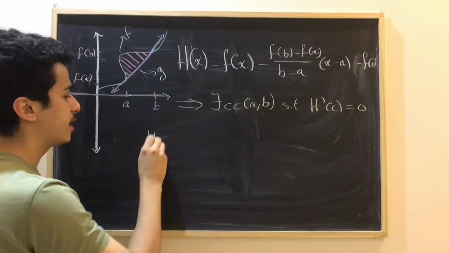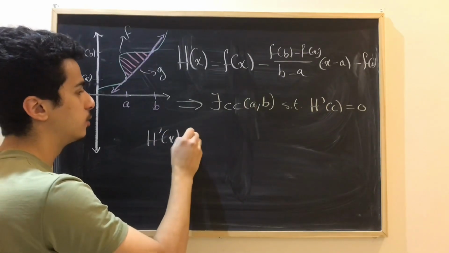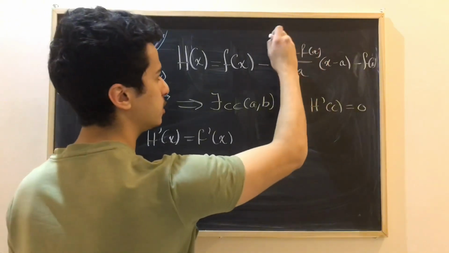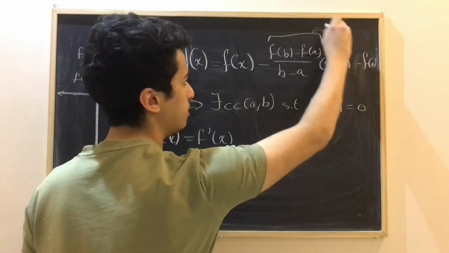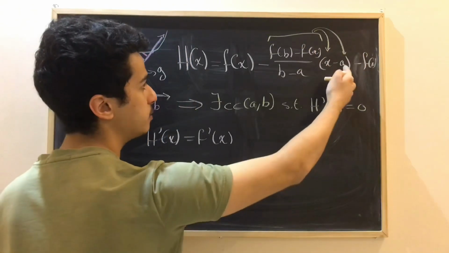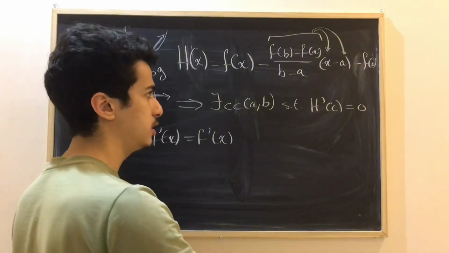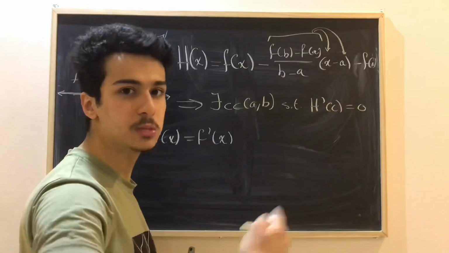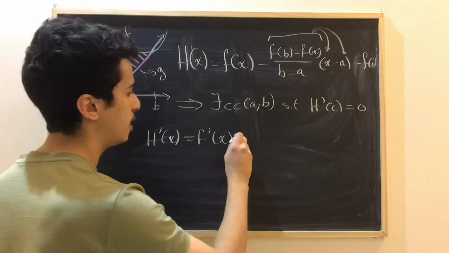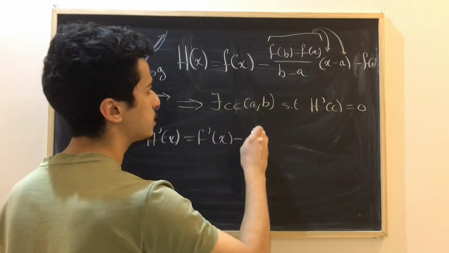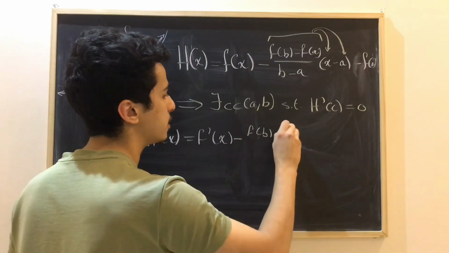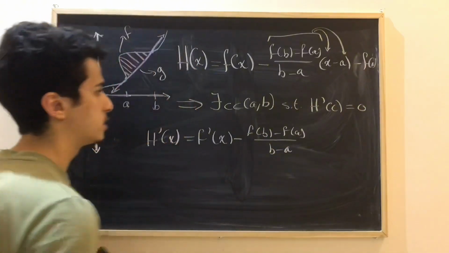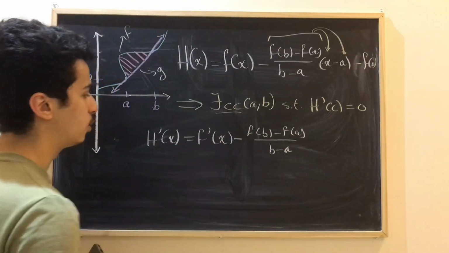So we'll have h prime of x is equal to f prime of x, and here we'll have a constant times a variable times a constant. That means the slope times a will just be 0 after differentiation, and the slope times x will be just the slope, because m times x differentiated will be m. So that'll give us a minus f of b minus f of a over b minus a. And f of a is just a constant.